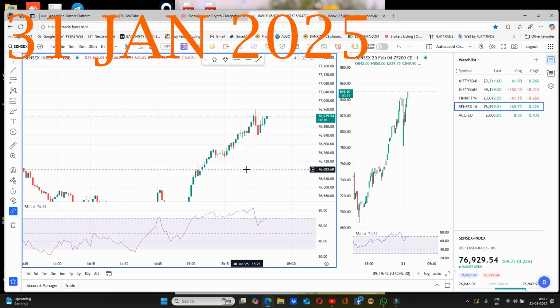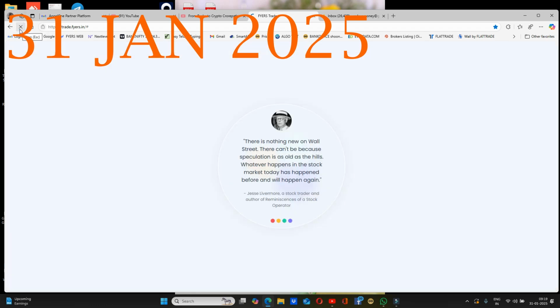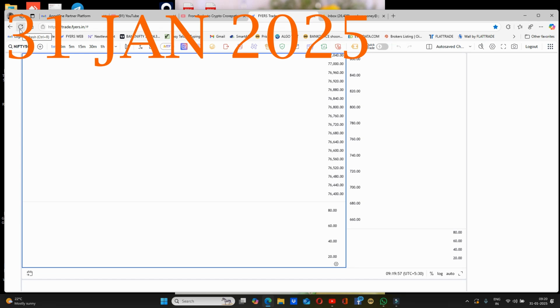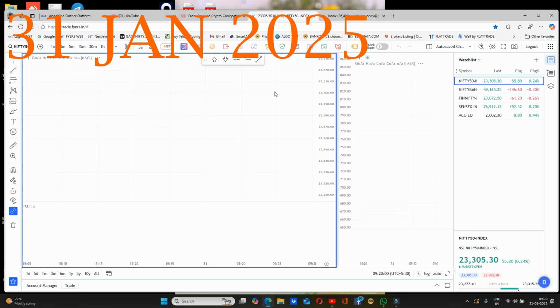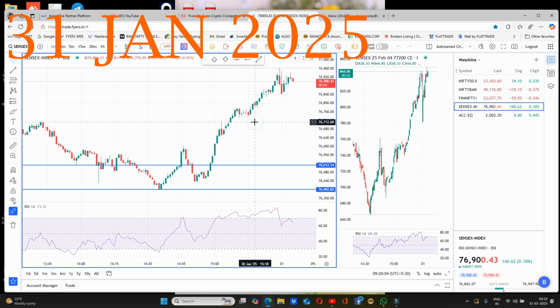Markets have gapped up, right? So our strategy is buy on dips actually. As it is not getting updated, I started refreshing. All right, so let us take the charts properly, Sensex and Sensex options.